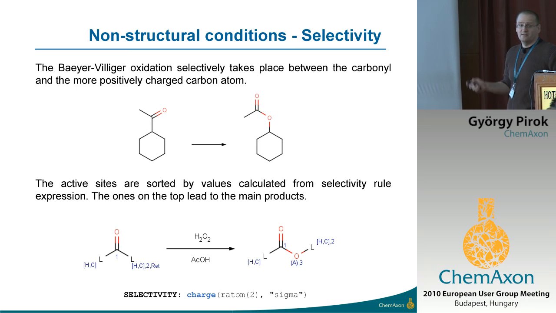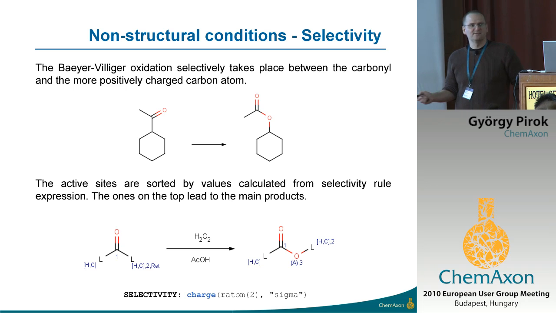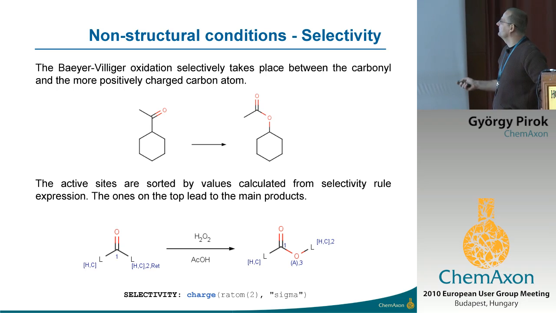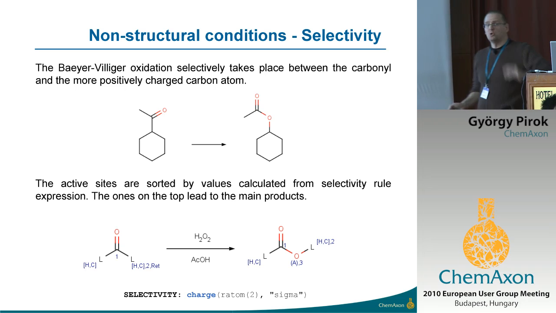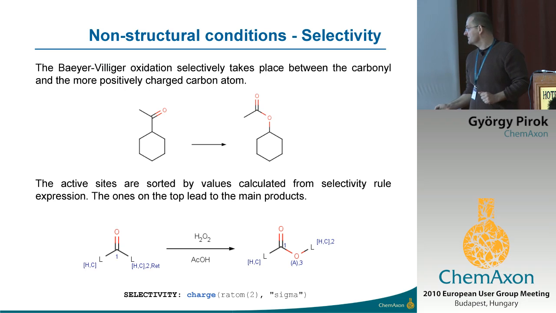Let's choose another reaction, because we are always talking about Friedel-Crafts, because it's like a medical animal, so it has all the diseases and features that we can demonstrate, but let's change it now. Here is the Baeyer-Villiger oxidation, where we put an oxygen between a carbonyl and a neighboring carbon, but it has two sides. It's not the question whether it's active or not active. This is another non-structural condition, which is in the selectivity rule of the reaction. We calculate the partial charge again here, but the sigma partial charge for reactant atom 2, which is actually matching both sides here. And we sort all of the reaction sites in the molecule by this expression. So there is no equation or something, it's just a value. And the one on the top will lead to the main product.